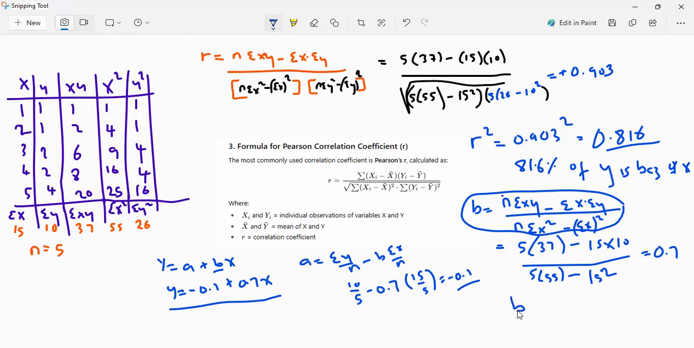b was given by what? b is equal to n summation of xy minus summation of x multiplied by summation of y, over. It doesn't end there. Over, then down we have n summation of x squared minus summation of x to the power 2. This is the whole formula.